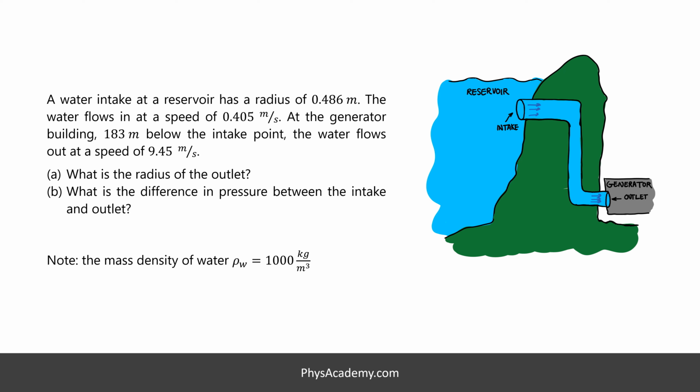A water intake at a reservoir has a radius of 0.486 meters. The water flows in at a speed of 0.405 meters per second. At the generator building, 183 meters below the intake point, the water flows out at a speed of 9.45 meters per second. Part A. What is the radius of the outlet? Part B. What is the difference in pressure between the intake and outlet?